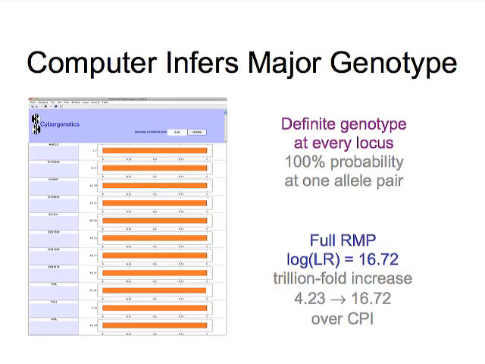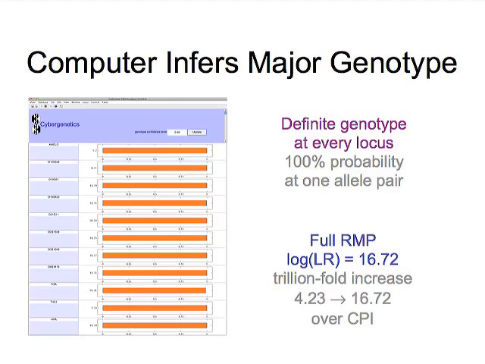has 100% probability. That is, from the computer's perspective, that was a very easy problem, looking at one EPG, one amplification, from the base of the handgun. It had a definite genotype at every locus, and the result is it pulled out the full random match probability with the likelihood ratio having an information in its logarithm of 16. And so we see a trillion-fold increase of 10 to the 4th to 10 to the 16th over CPI.